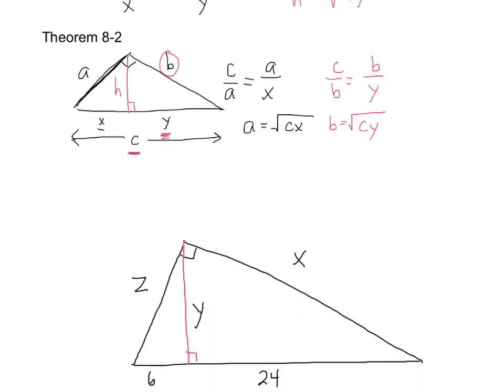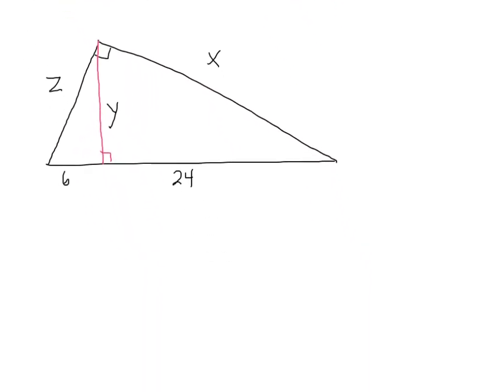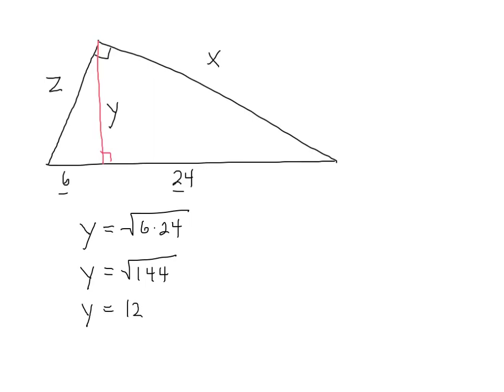So if we apply that to our problem, we're going to say that the length of y is equal to the square root of these two pieces, 6 times 24. So y is going to be equal to the square root of 144, and the square root of 144 is a nice even 12. So the length of y is now 12. Okay, we found one piece. Now we need to find x and we need to find z.